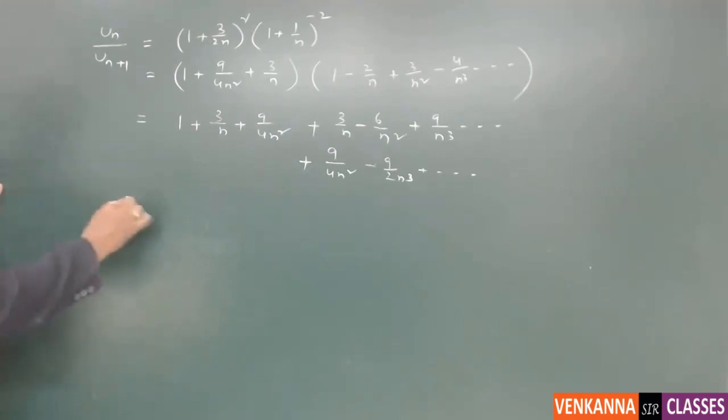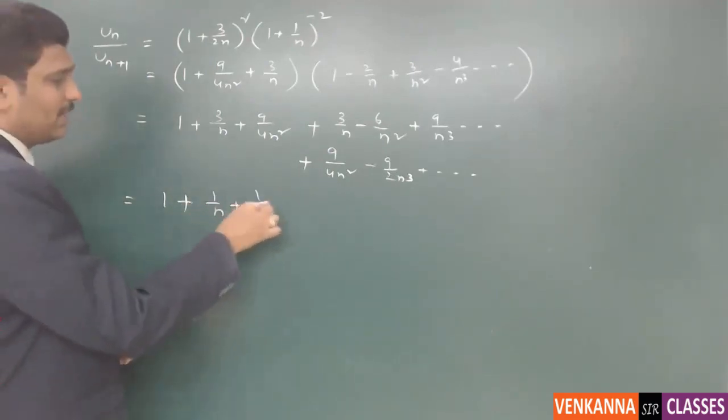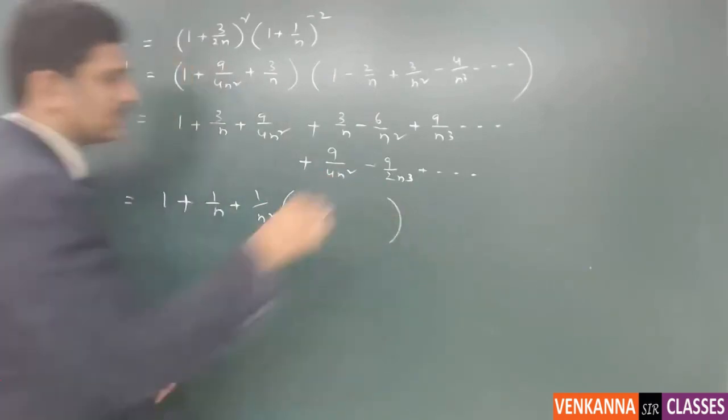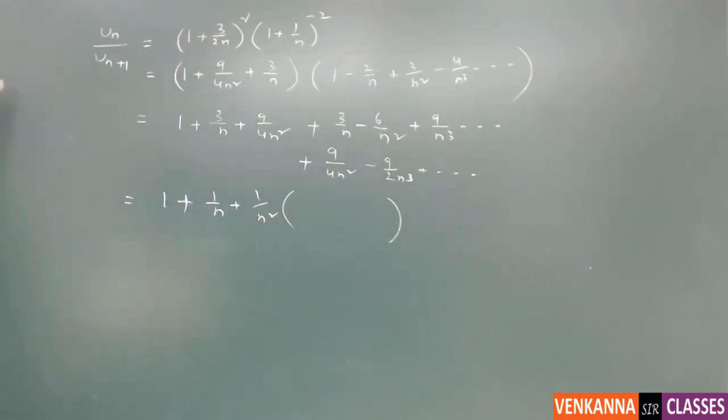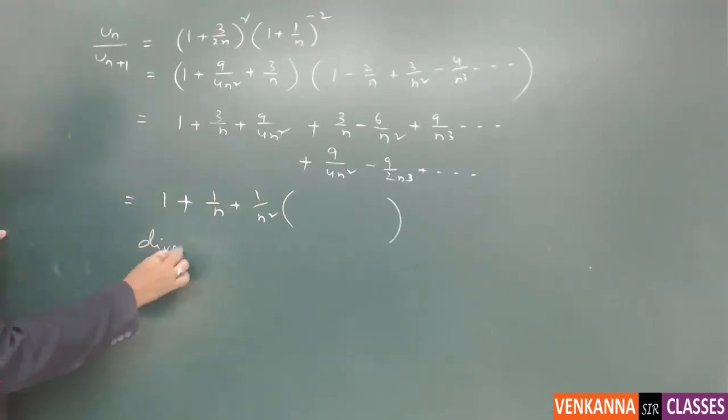So let me summarize this in a simple nutshell. You are going to write it as 1 plus 1 by n plus 1 by n square of something values in a simple form. Since the coefficient of 1 by n is 1 here, by Gauss test it is divergent. You can check on that.